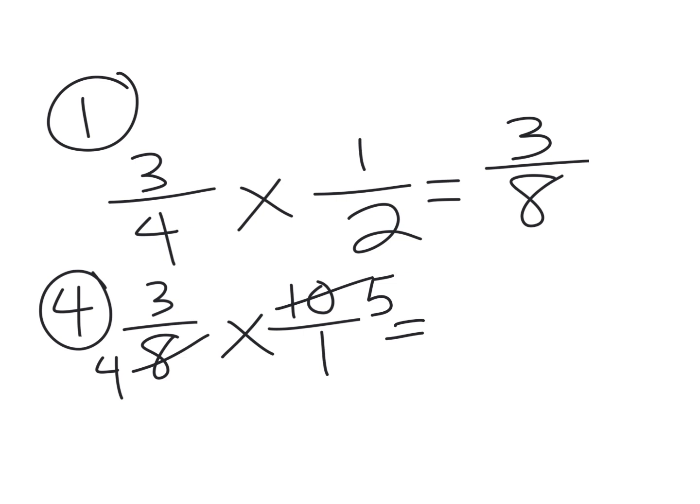So sometimes only one side, one diagonal, will cross cancel. So don't use the 10, don't use the 8. Use the 5. 3 times 5 is 15. And then I'm going to use the bottom. 4 times 1 is 4.